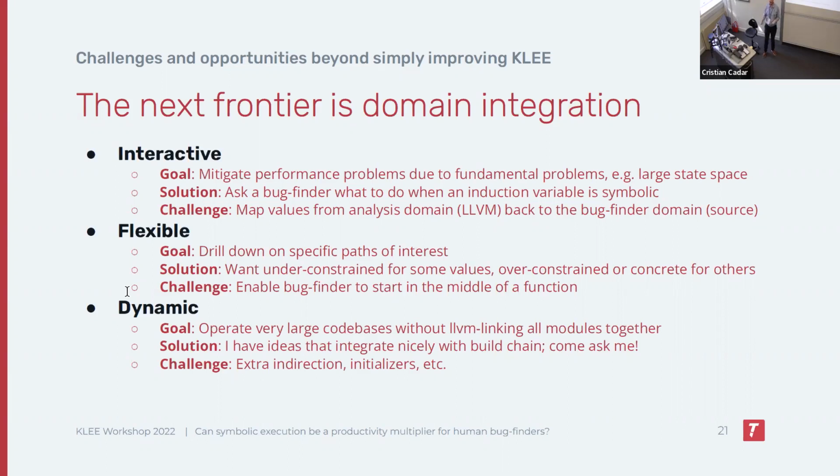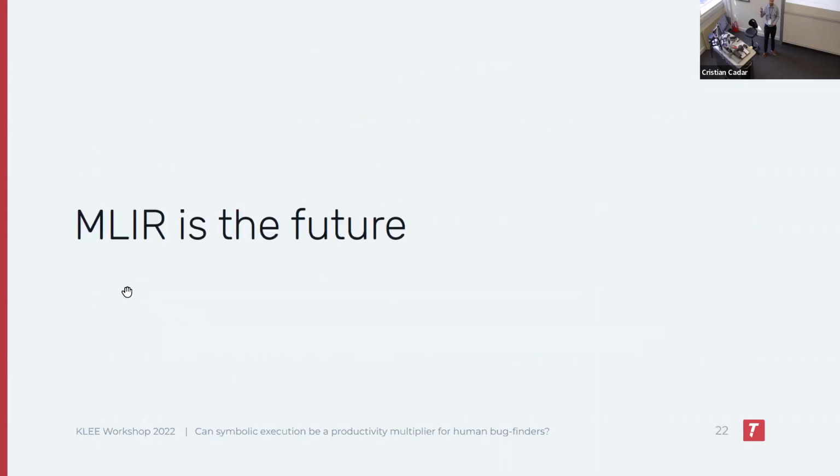I have plenty of ideas on how to actually address this, but that's beyond the scope of this talk. So going forward, I think MLIR is the future, and that's going to seem like a bit wild, but there's actually a link to KLEE here because MLIR has an LLVM dialect. The theme here is that analyzing LLVM is still a good thing because it's efficiently analyzable, but how do we talk back to humans? How do we talk to bug finders? It's important to have good provenance, and MLIR is something I think that can get us there.